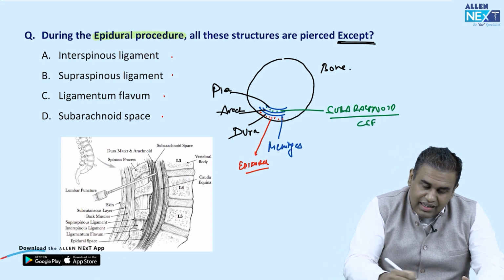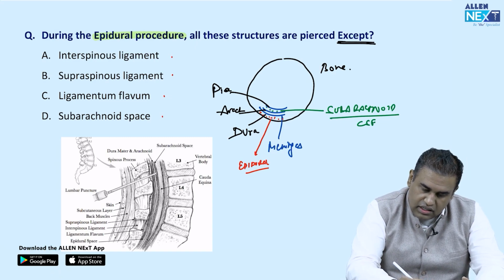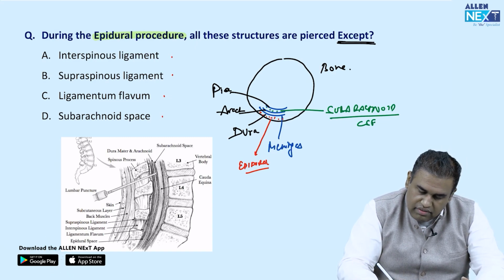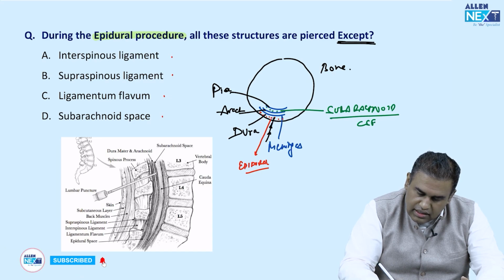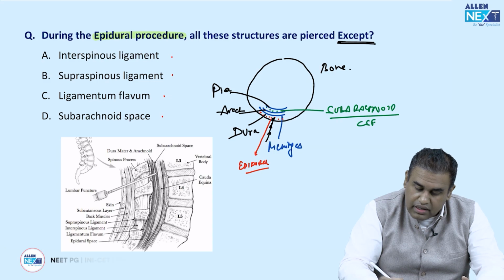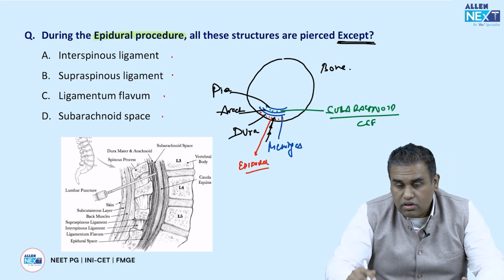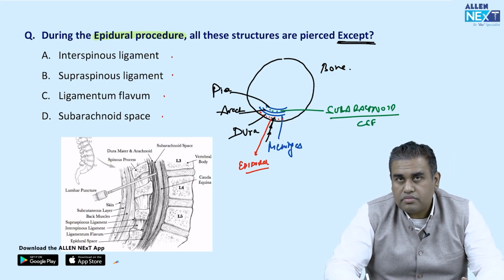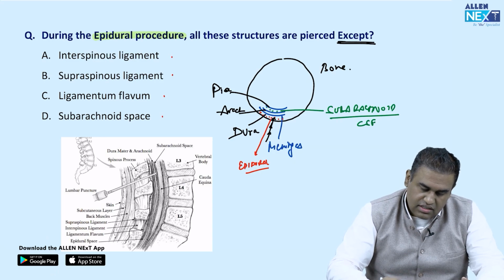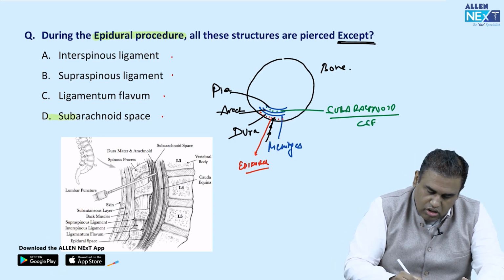So obviously if the needle is coming from behind, from posterior, then it will enter through the various ligaments, skin, fascia, and it will stop just before the dura mater. It won't pierce the dura mater also. So therefore the answer over here is what? Subarachnoid space. This is common sense.